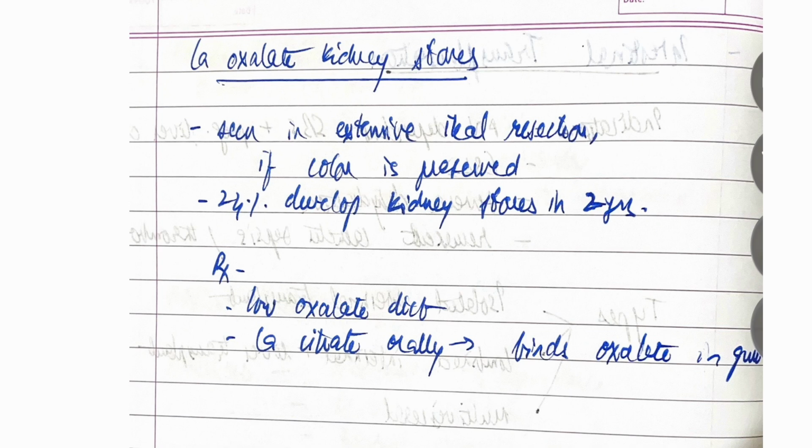Calcium oxalate kidney stones. This is seen in extensive ileal resection if the colon is preserved. It develops in 24% of these people in 2 years. The treatment is a low oxalate diet. Calcium citrate can be given orally, which binds oxalate in the gut.